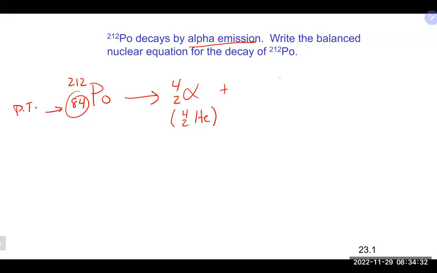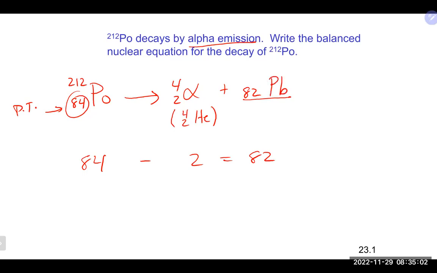At this point, we're really thinking about what is missing here, which is what is the new element that's going to form. So we could start with our atomic number. We have 84 on the left. We basically have 2 on the right. So if we subtract that, that means 82 is really our missing atomic number here on the right-hand side. You then would go to the periodic table and look up number 82, which is lead.